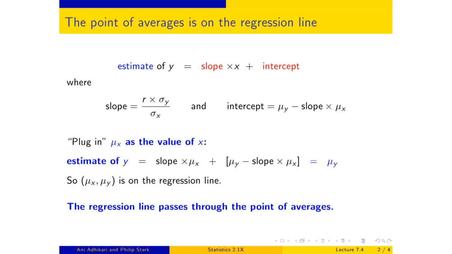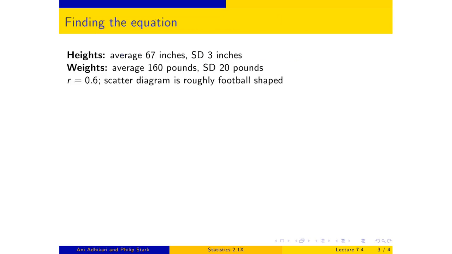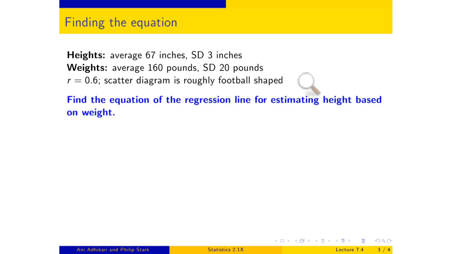So, shall we put some numbers to this? Let's actually find the equation in a particular case. So here's our distribution of heights and weights, correlation, and a football-shaped scatter. And this time I'm going to give you the person's weight, you estimate the height. Find the equation of the regression line for estimating height based on weight.